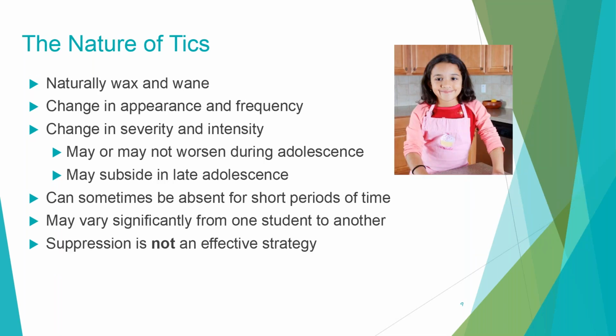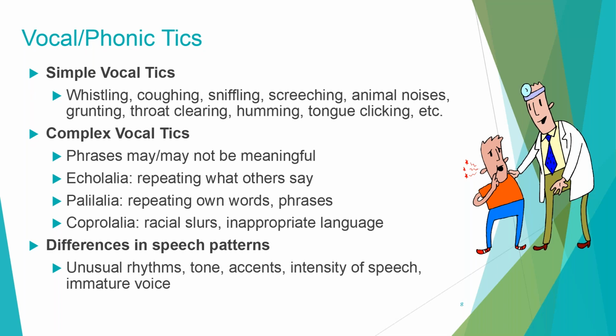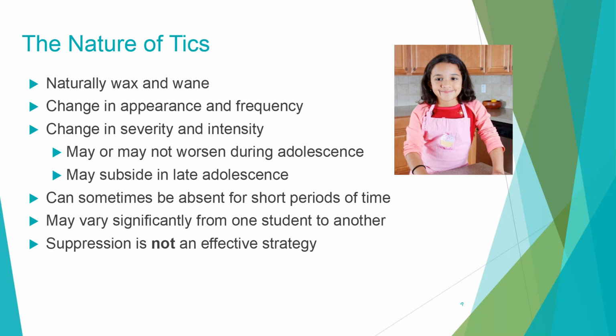Coprolalia is the one that gets all of the bad press. It is not necessary for a TS diagnosis, and it is only in 10 to 15% of the population diagnosed with Tourette that might have this thing where they have inappropriate language or racial slurs. And you can also see a difference in speech patterns as well. Due to the need for diagnosis, part of it is the tics have to wax and wane, and they change, they come and they go.